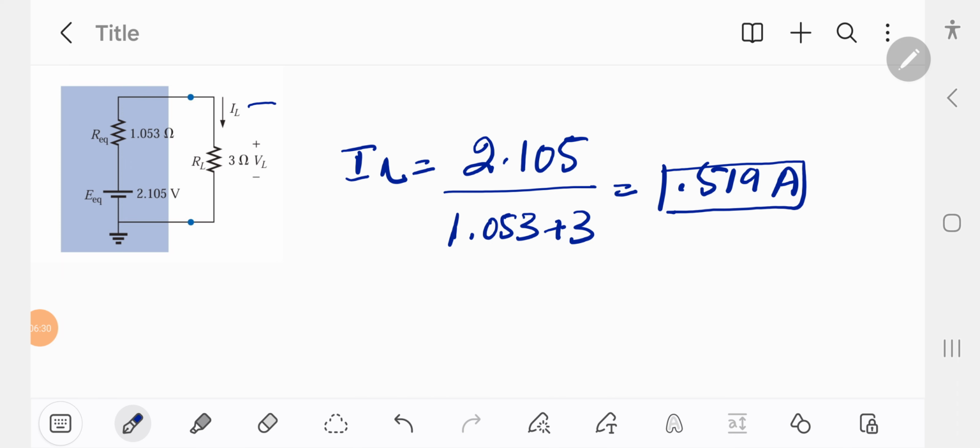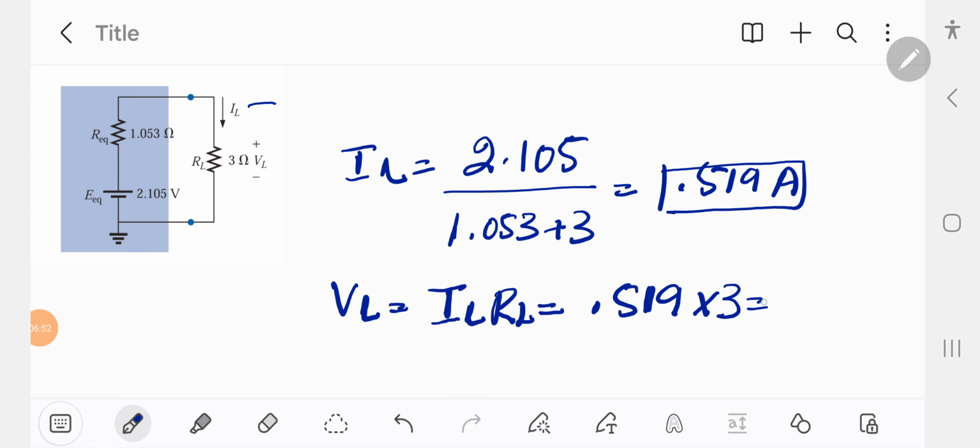Now if we are going to find the voltage drop across the load, it is equal to IL times RL, 0.519 times 3, which is equal to 0.57 volt.